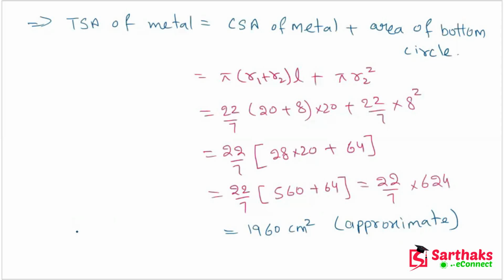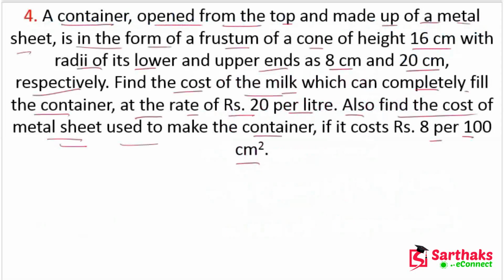So now, my dear friends, let's find the cost of the container. We have the cost of metal as 8 rupees per 100 centimeter square. So the cost of metal for 100 centimeter square is 8 rupees.